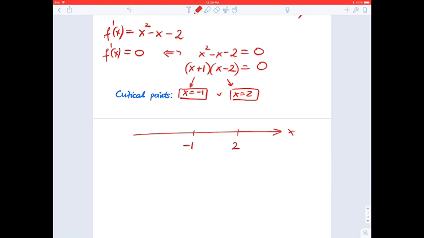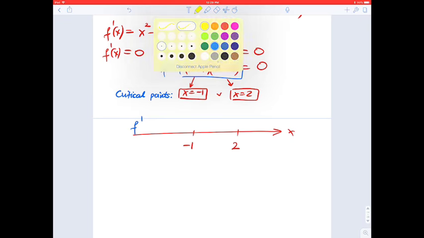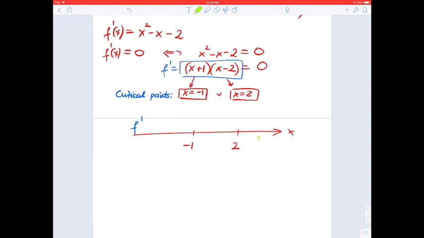We will try to check the sign of the derivative. That means this is x, that's negative 1, that's 2. And we will test the derivative. This is my derivative. And we can take a test value, like, let's say 3. If I substitute 3 plus 1, 3 minus 2, it's positive times positive, positive. Now I can take a different test value. Let's say 0. If I put 0 plus 1, 0 minus 2, positive number times negative number, negative.